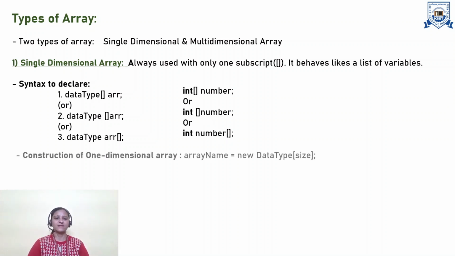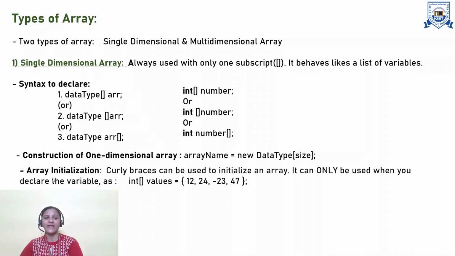The next one is construction of a one-dimensional array, or you can say the single-dimensional array. Array name equal to new data type. With the help of this new keyword, we are constructing this one-dimensional array, providing the appropriate size. Now the next one is array initialization, which means we are providing the initial value to this array.